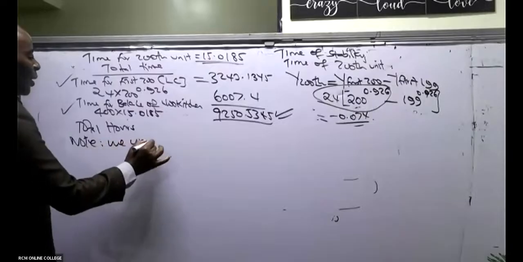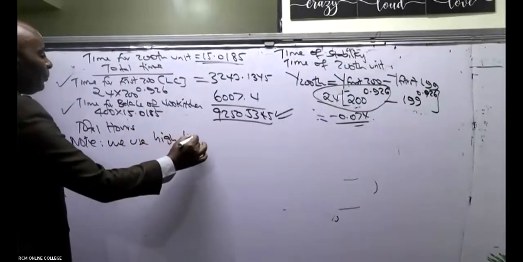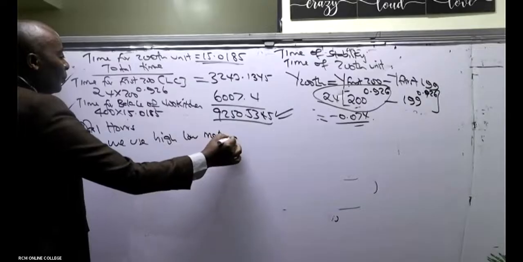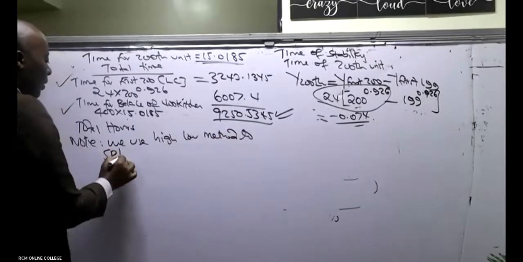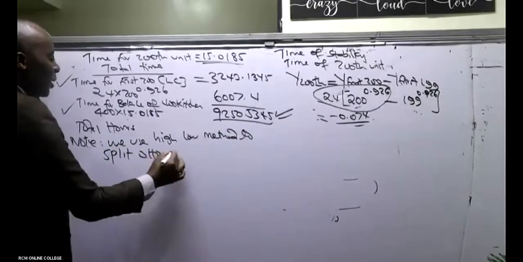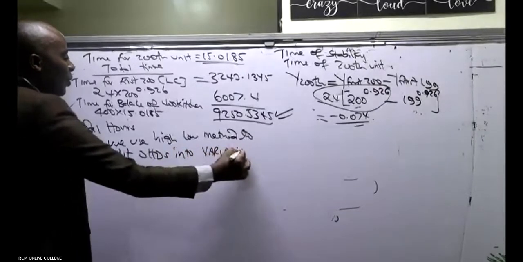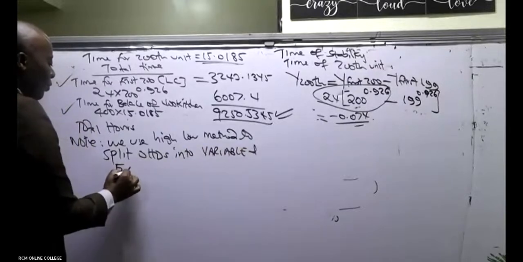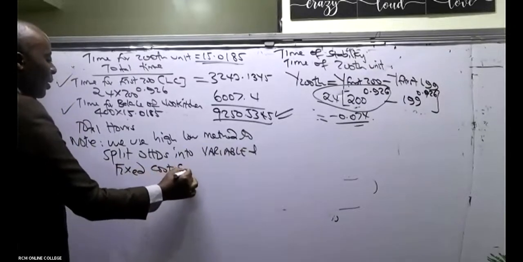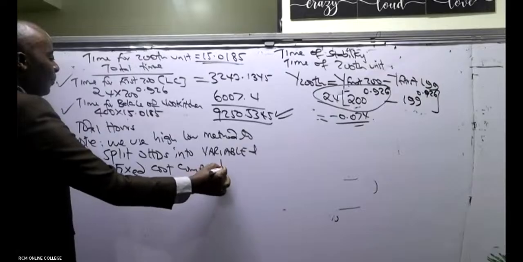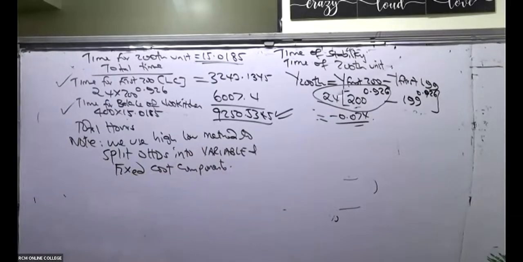We use the high-low method to split overheads into variable and fixed cost components.